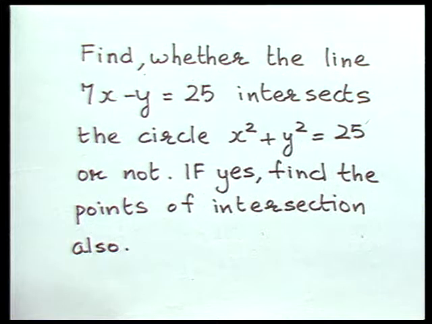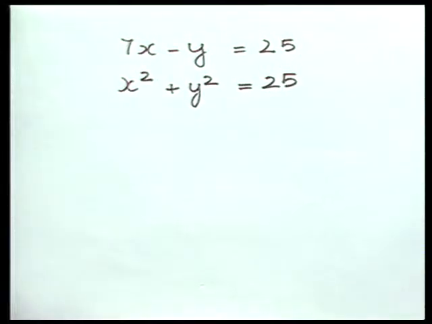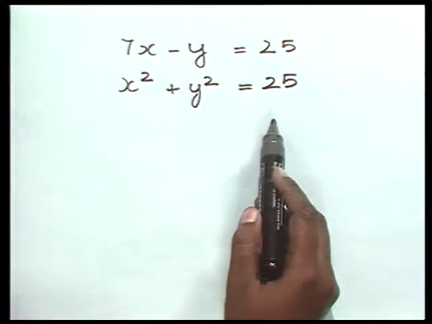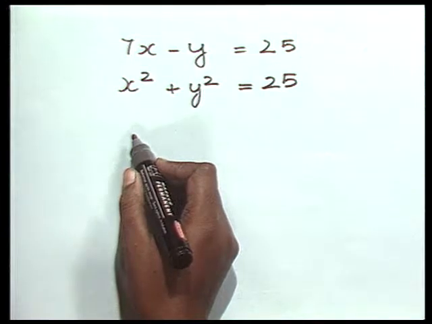Find whether the line 7x minus y is equal to 25 intersects the circle x square plus y square is equal to 25 or not. If yes, find the points of intersection also. Ma'am, here the equation of line is 7x minus y is equal to 25 and the equation of circle is x square plus y square is equal to 25. But how can we solve these equations? Look here, we do it by elimination method.